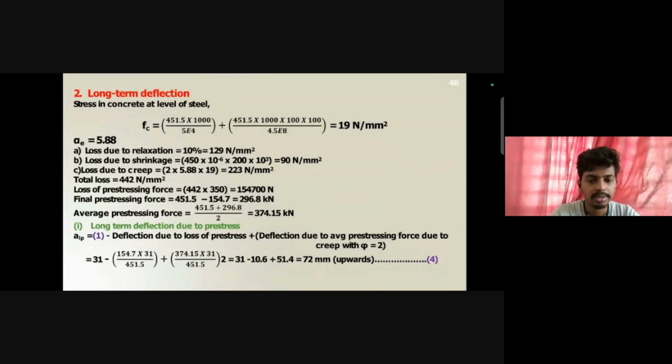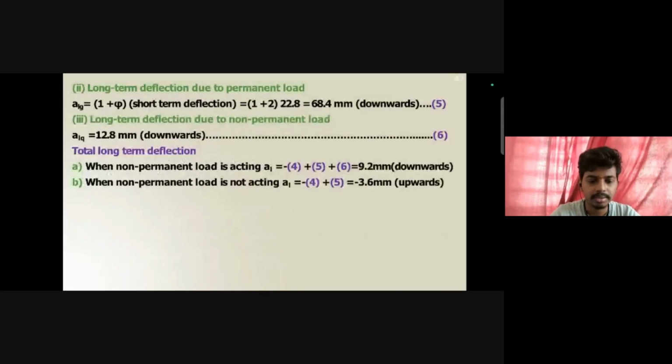So the long-term deflection is the initial deflection minus the deflection due to loss of pre-stress, plus the deflection due to average pre-stressing force with creep, with phi equal to 2. Applying this in the formula, we get 72 mm, which is acting upwards, and the long-term deflection due to permanent load is (1 plus phi) into short-term deflection. Applying the formula, we get 68.4 mm, which is acting downwards, and the long-term deflection due to non-permanent load is 12.8, which is acting downwards.